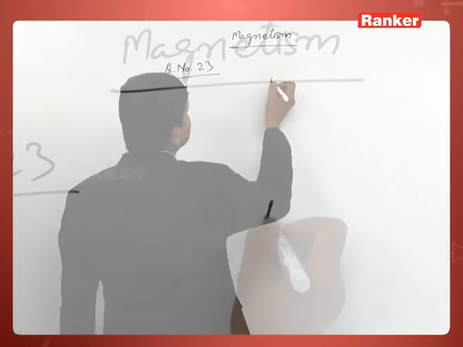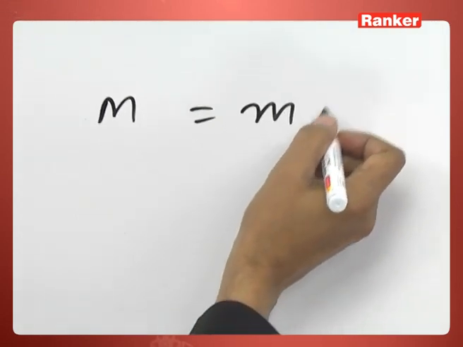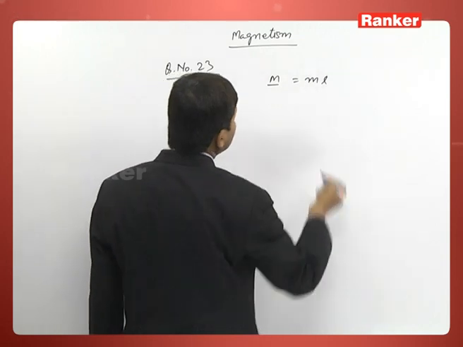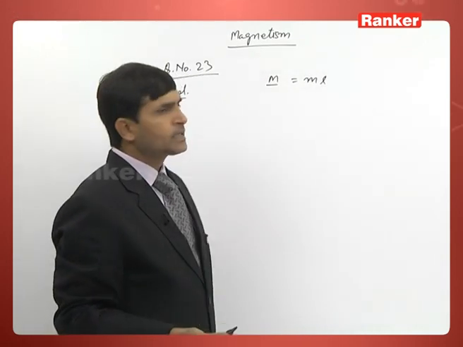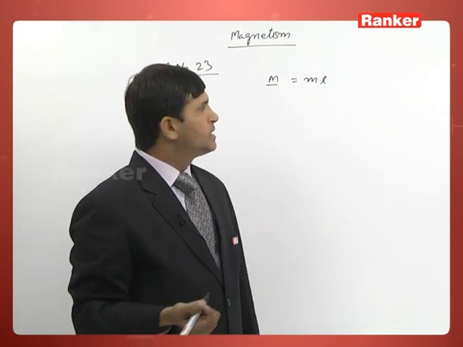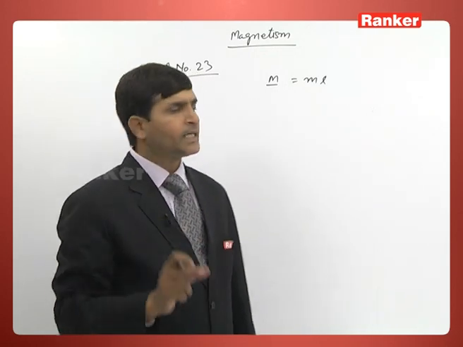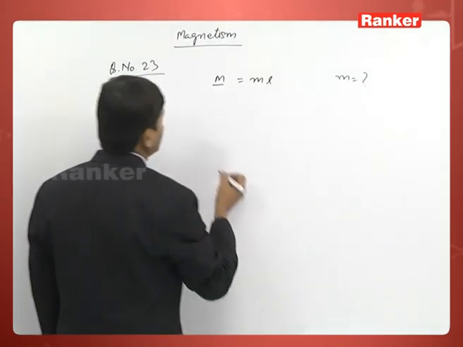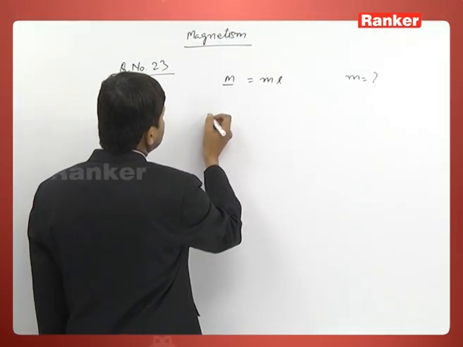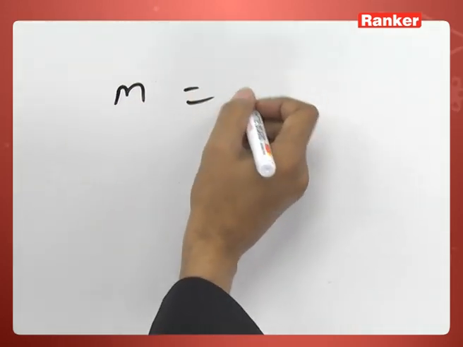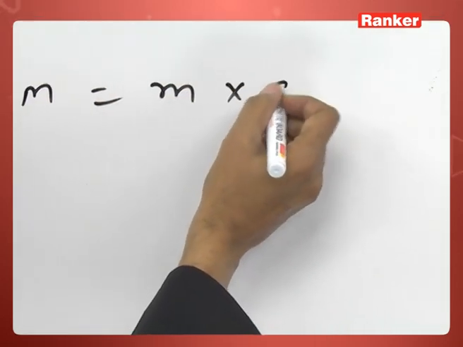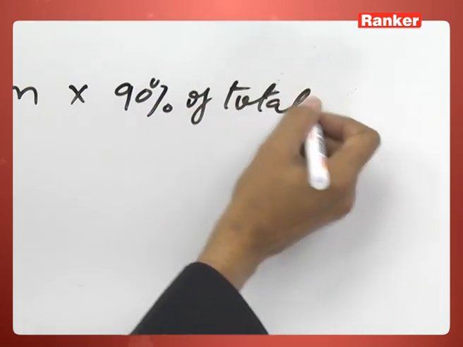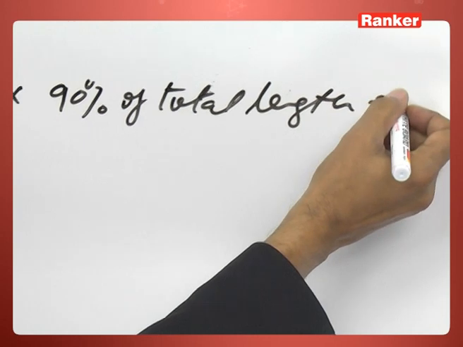Now the magnetic moment is given as M into L. Here the magnetic moment value is given. L is the magnetic length, which is given as 90% of the total length of the magnet, and the small m, the pole strength, you have to determine. So m is equal to M divided by L, which is 90% of the total length of the magnet.